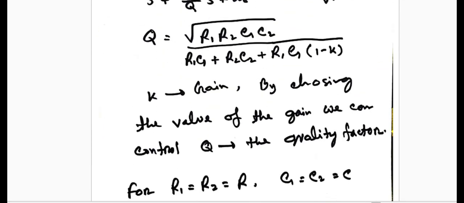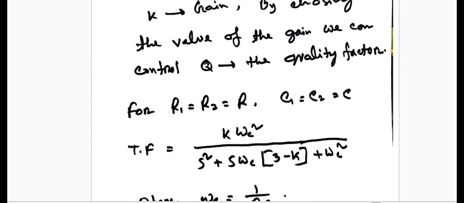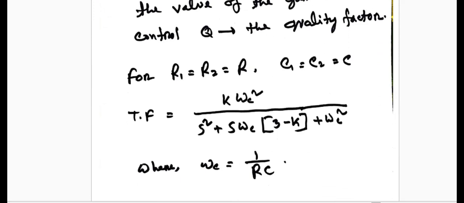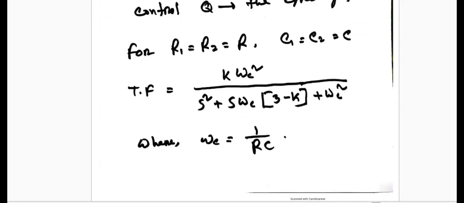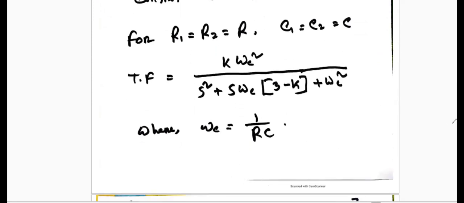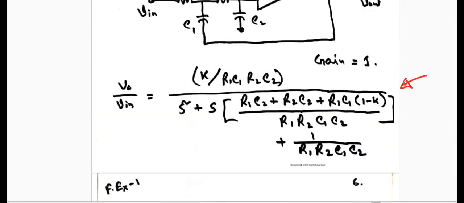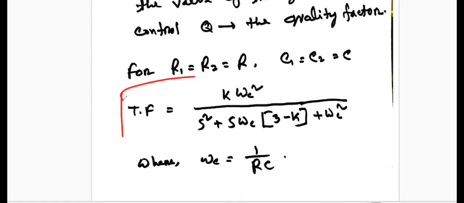The gain, K is the gain. By choosing the value of the gain, we can control the Q, the quality factor, or the corner frequency peaking factor. To make it very simple, we can take R1 equals to R2 and C1 equals to C2, mentioned as C. If you put all those values in the equation, it looks very complex, but it's a very simple equation. Then we can write it like this. It looks very simple now.